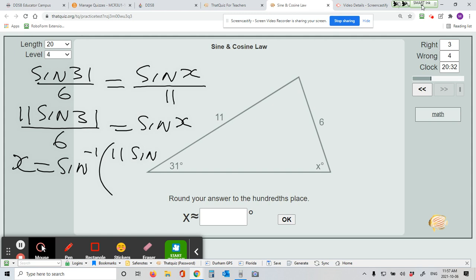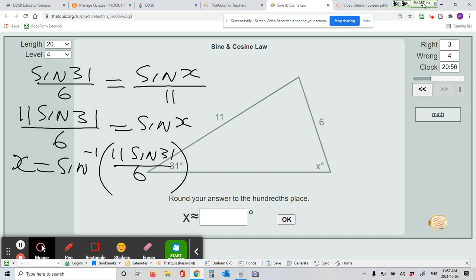11 sine 31 over 6. Okay? And I would suggest, if you're using a calculator like mine, and probably yours, if you haven't asked for one of mine, then you probably have one that does something like it, that you just do this. Don't do this first and then find sine to the minus 1. Just do it in one step.